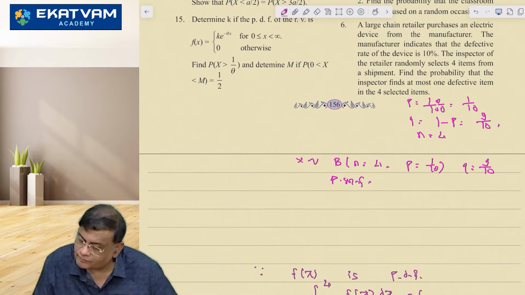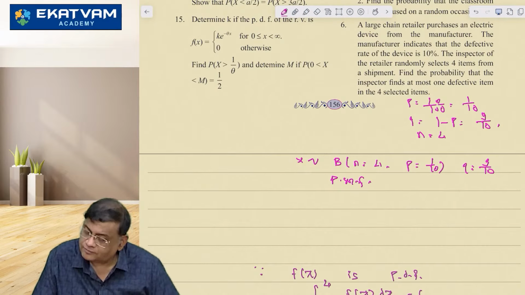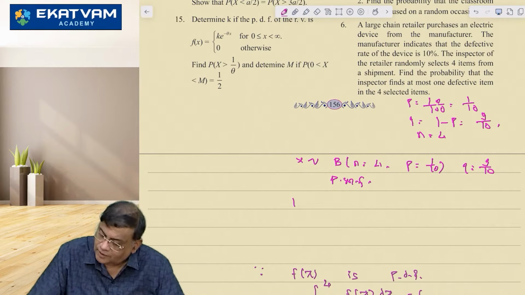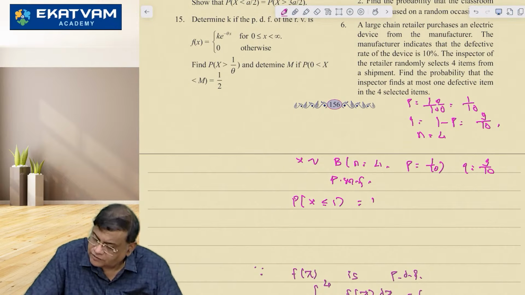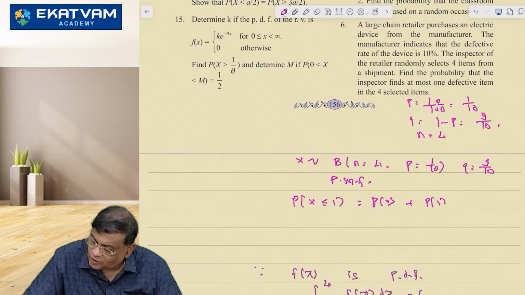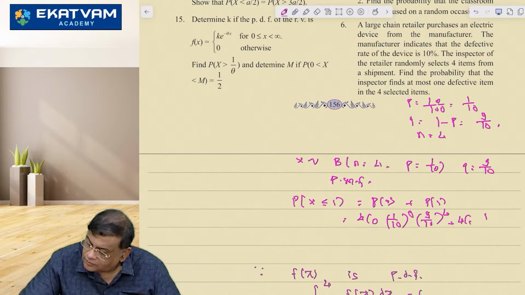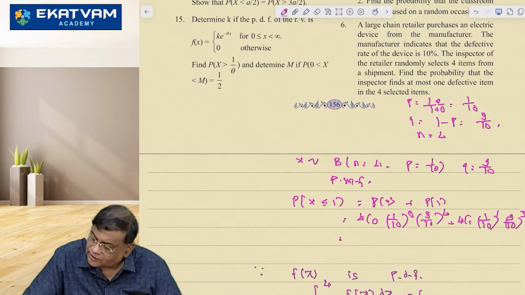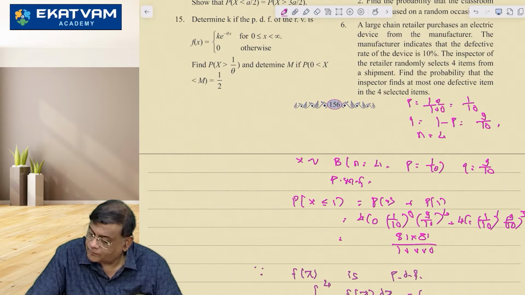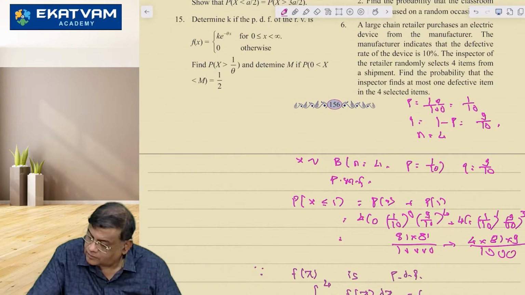The PMF will carry 1 mark. The inspector finds at most 1, what does that mean? At most means maximum, less than or equal to 1, which means probability of 0 plus probability of 1. For C0, 1 by 10 raised to 0, 9 by 10 raised to 4, for C1, 1 by 10 raised to 1, 9 by 10 raised to 3. This will be 9 raised to 4, 81 into 81 over 10,000, plus 4 into 9 raised to 3, 81 into 9 over 10,000.